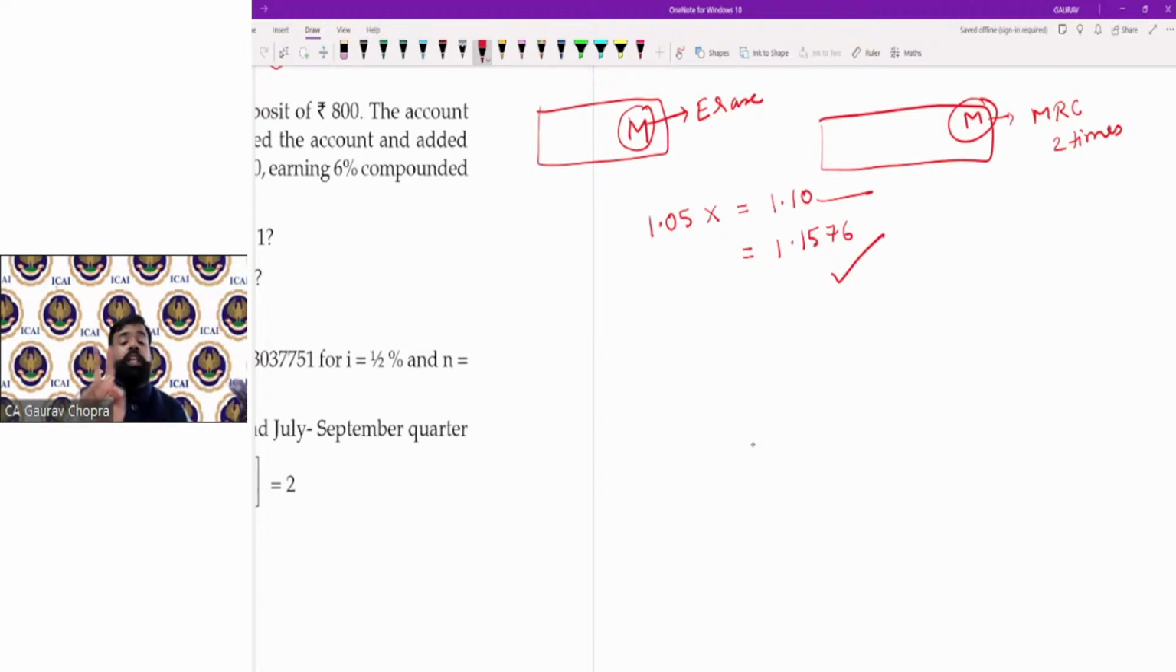Now, when you press equal to 2 times, this is basically cube. So 1.05 cube is equal to 1.1576. Therefore, the value of n is equal to 3.